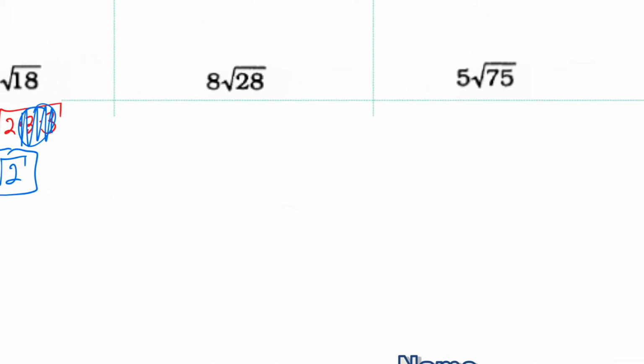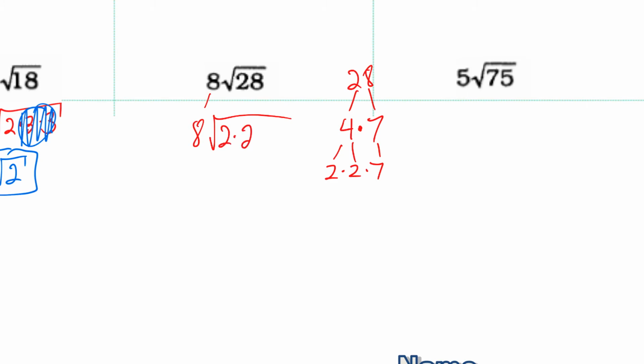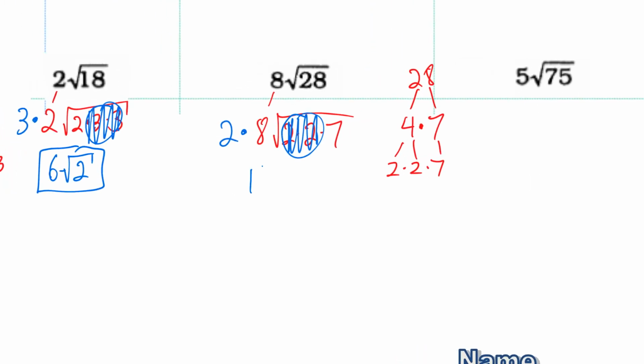Okay, how does 28 break down? Okay, 4 times 7. So that's 2, 2, 7. So we have the 8 out here. Then we have 2, 2, 7. So we're going to have a 2 that comes out. So what's this going to be? 16 square roots of 7.